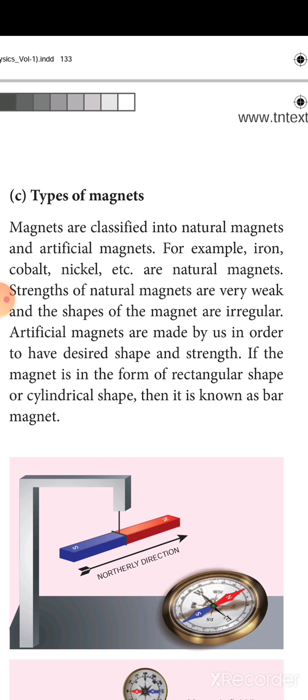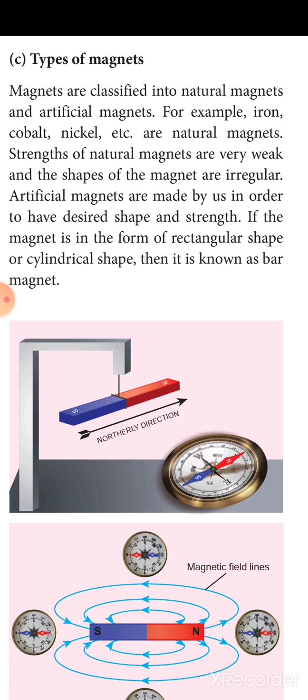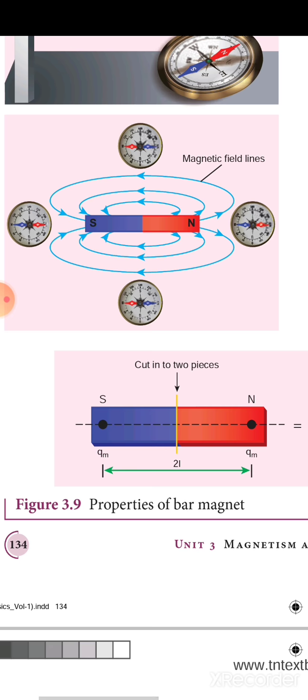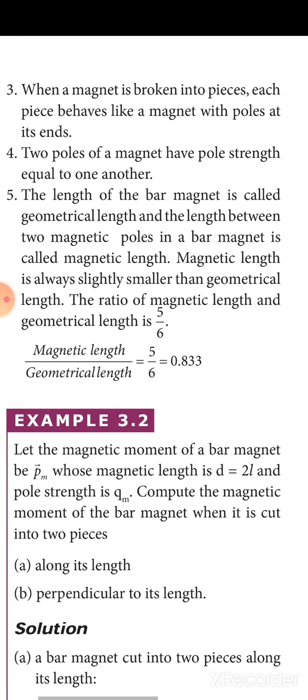And types of magnet. Basically, magnets are classified into two types, namely natural magnet and artificial magnet. A natural magnet does not have a regular shape, and its magnetic strength is very small. An artificial magnet has higher strength and also a regular shape. It may be rectangular, square, circular, or U shape.